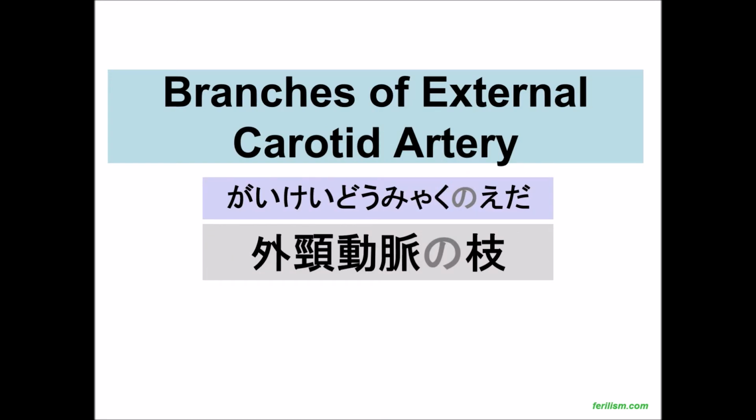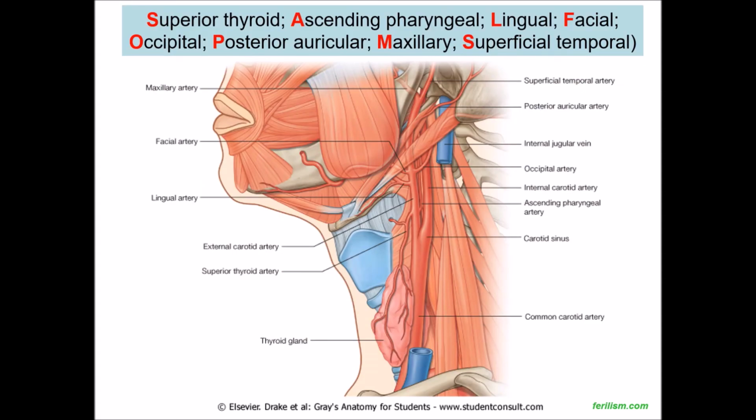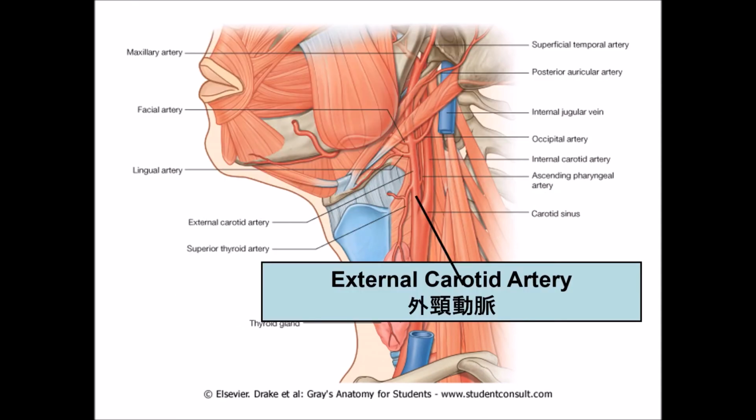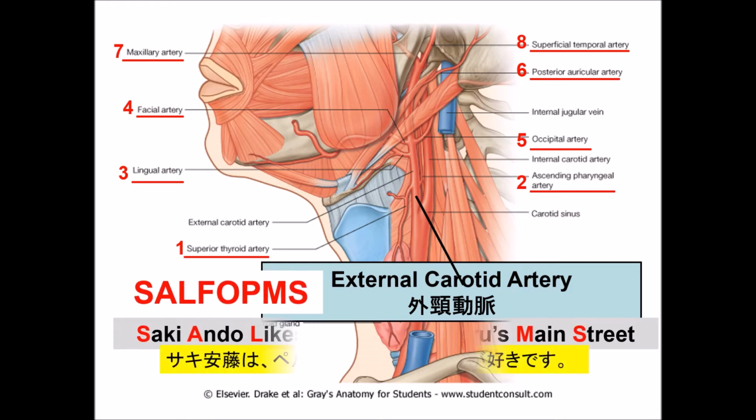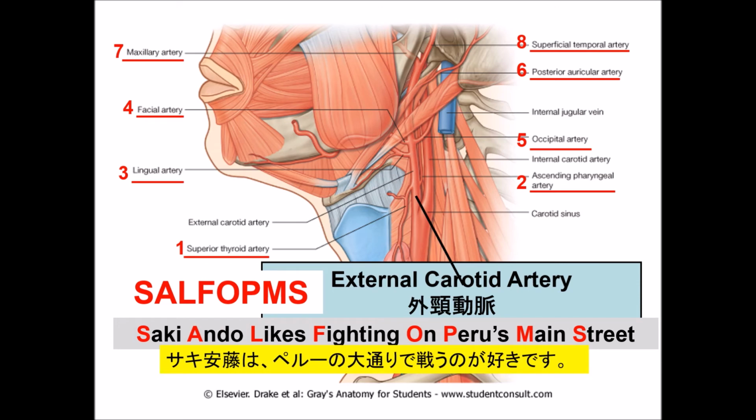Branches of external carotid artery. These are the branches of external carotid artery, having these initials, SALF, OPMS. Again, these are the branches of external carotid artery, initials, or you can use a mnemonic to remember all of them. Saki Ando likes fighting on Peru's main street.